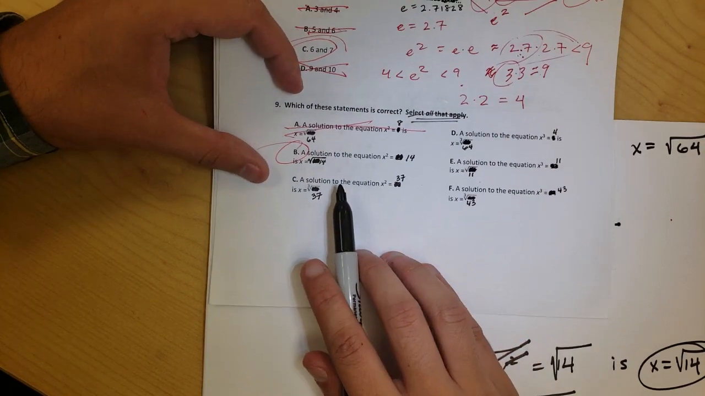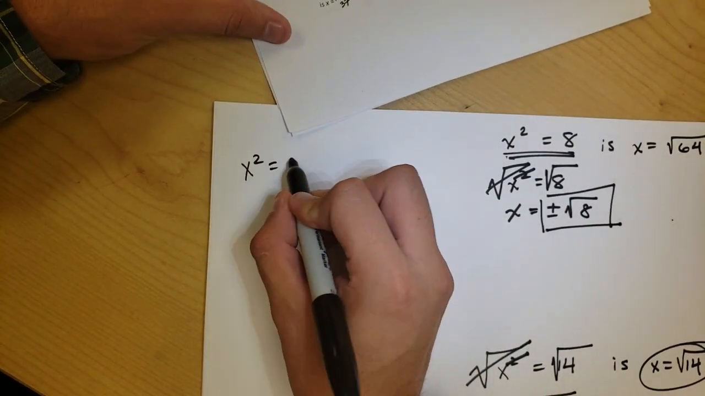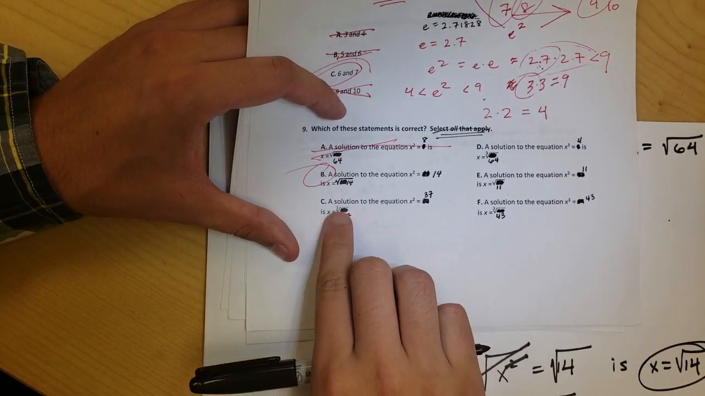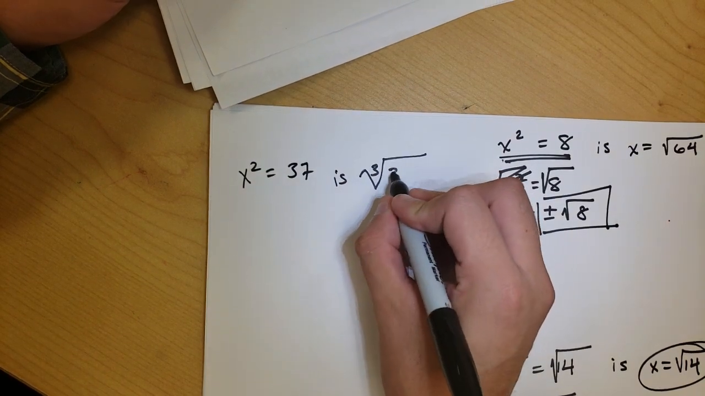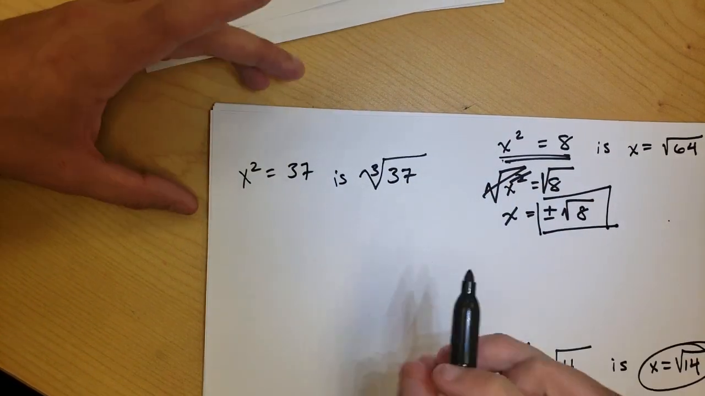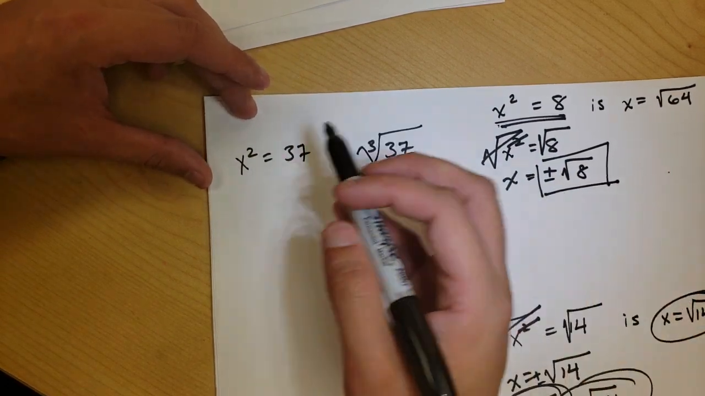Letter C says a solution to the equation x squared equals 37 is the cube root of 37. Automatically we can see that this is just not true. But let's go ahead and figure it out.